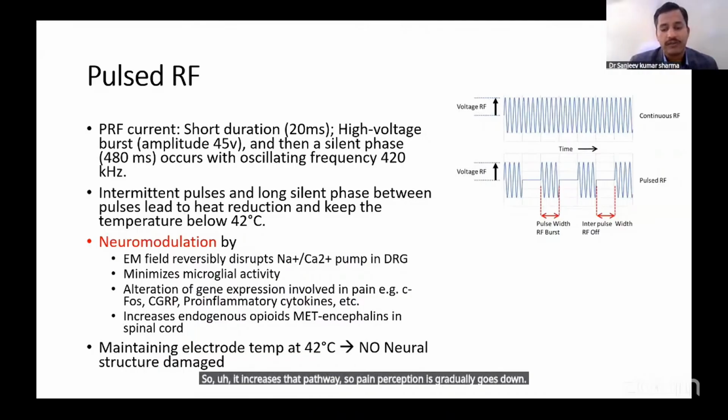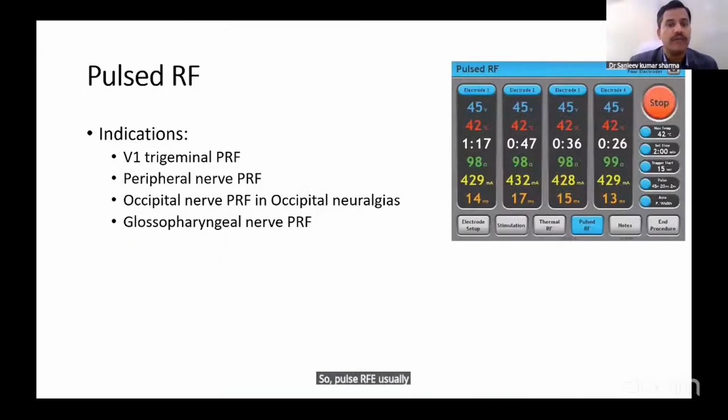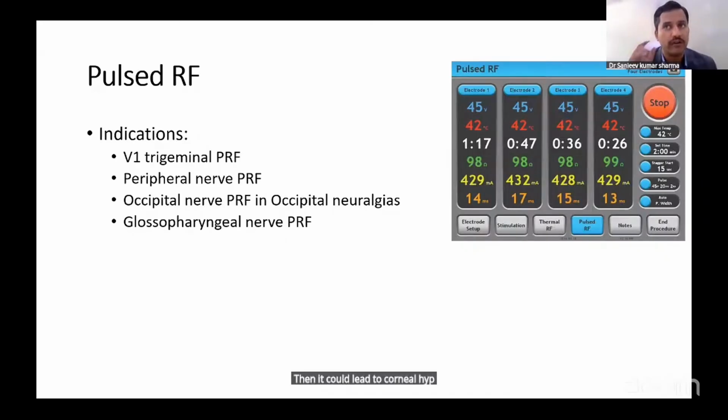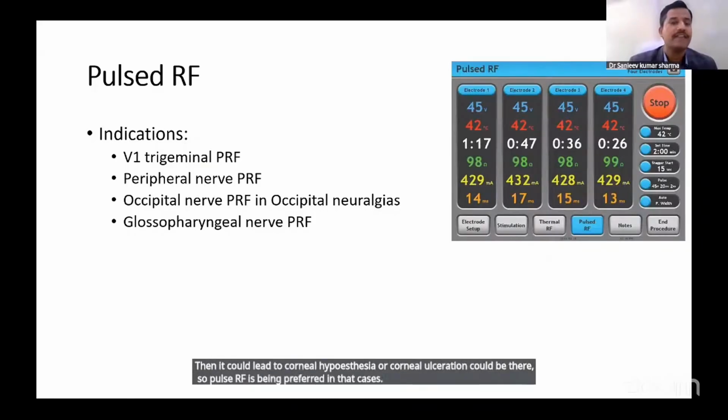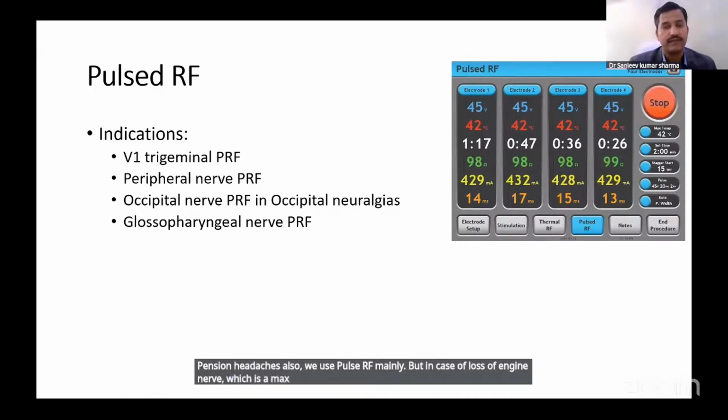In pulsed RFA, the electrode temperature is maintained at 42 degrees Celsius, so no neural structure is damaged. We usually use pulsed RF in cases of V1 trigeminal, because in V1, if we do conventional RF, it could lead to corneal hypoesthesia or corneal ulceration. So pulse RF is preferred in those cases. In cases of peripheral nerves or mixed nerves, we use pulse RF. In cases of occipital neuralgia or tension headaches also, we use pulse RF mainly. In the case of the glossopharyngeal nerve, which is a mixed nerve, we also use pulse RF.